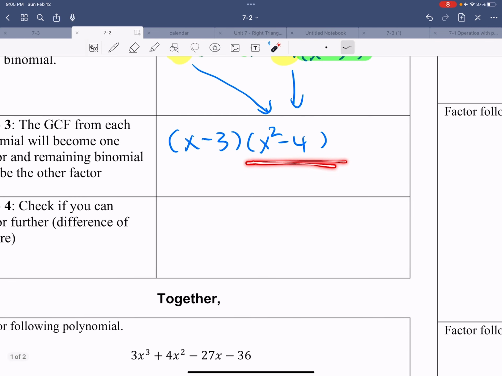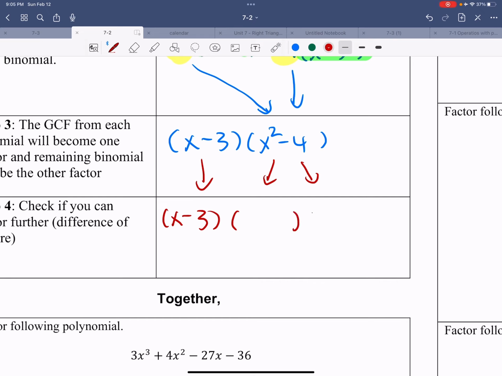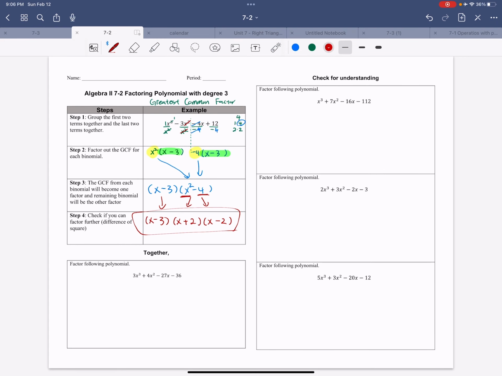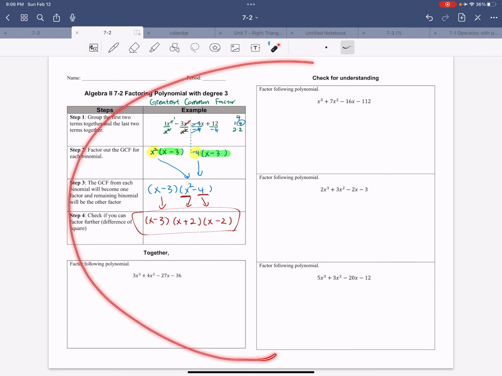Can you factor this one further? So x minus 3, you cannot do anything, so you're going to keep this one. But this one, you can do difference of squares, which is very simple. Set up two parentheses. The signs are going to be positive and negative. What can give you x squared? x times x. What can give you 4? 2 times 2. And that's it. That's all you're going to do in this chapter, kind of. It should not be too difficult.